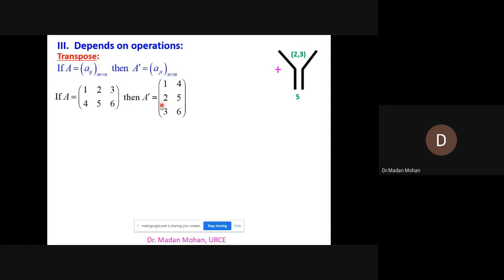Next, using this operation, we classify the matrices. The first one, symmetric matrix.